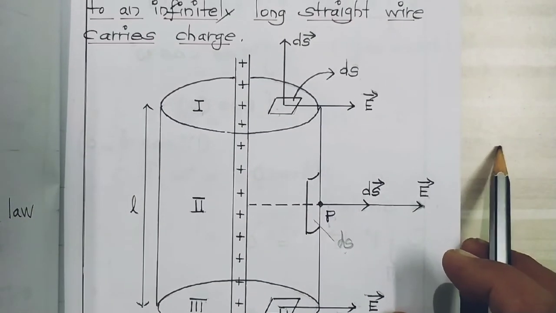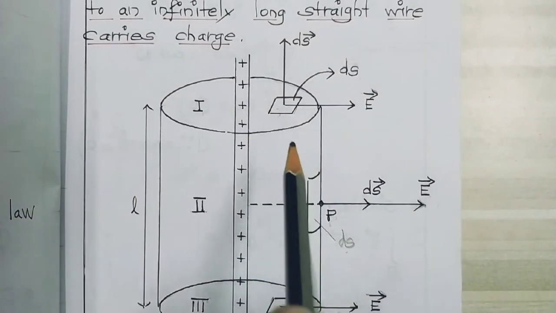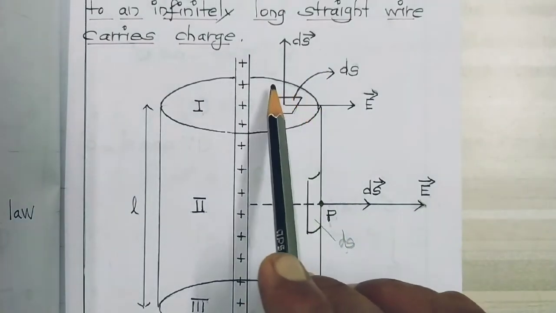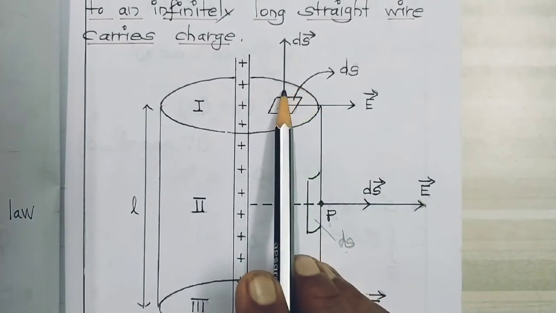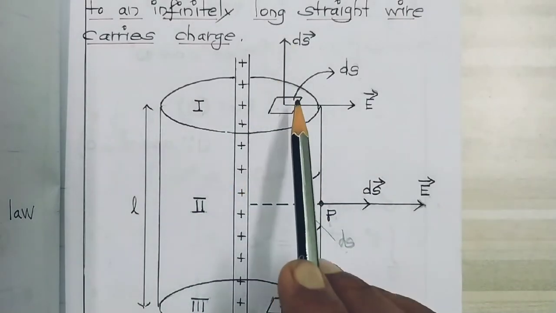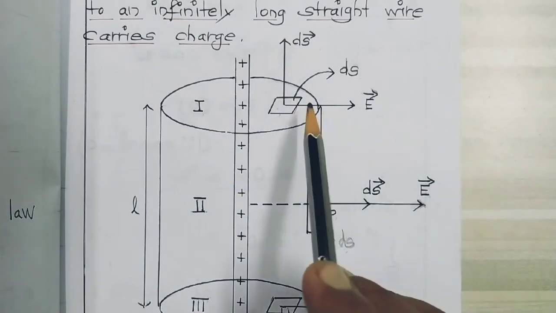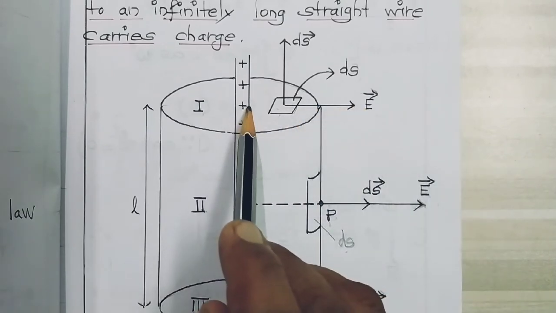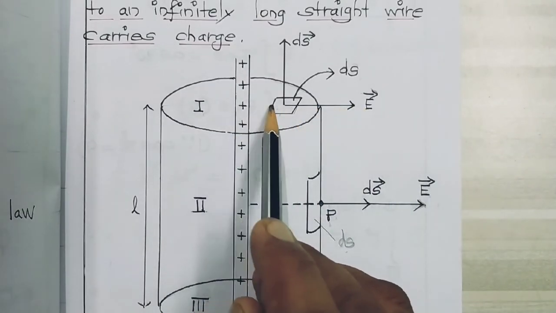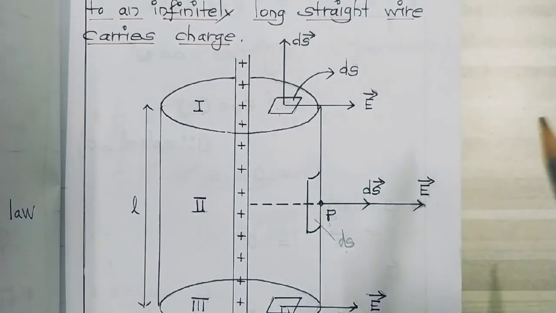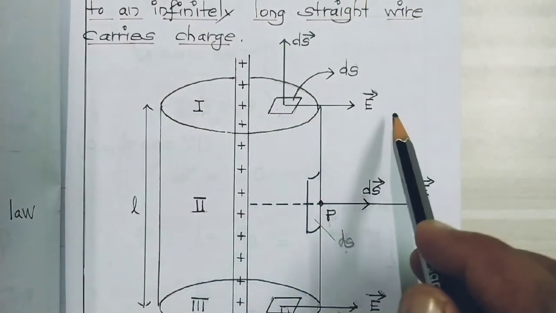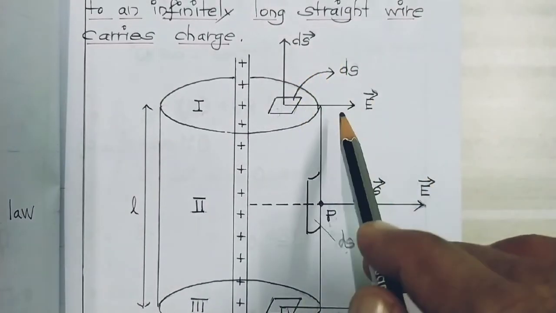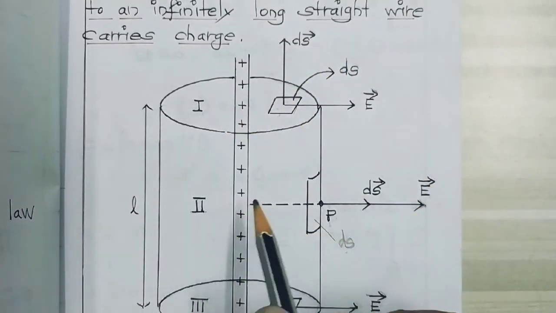In the region 1, ds vector, this is the area vector for the small surface we have taken, which is in this direction. And what about the electric field vector? It is oriented outward. So here both are perpendicular to one another. E vector and ds vector are perpendicular to one another in region 1.